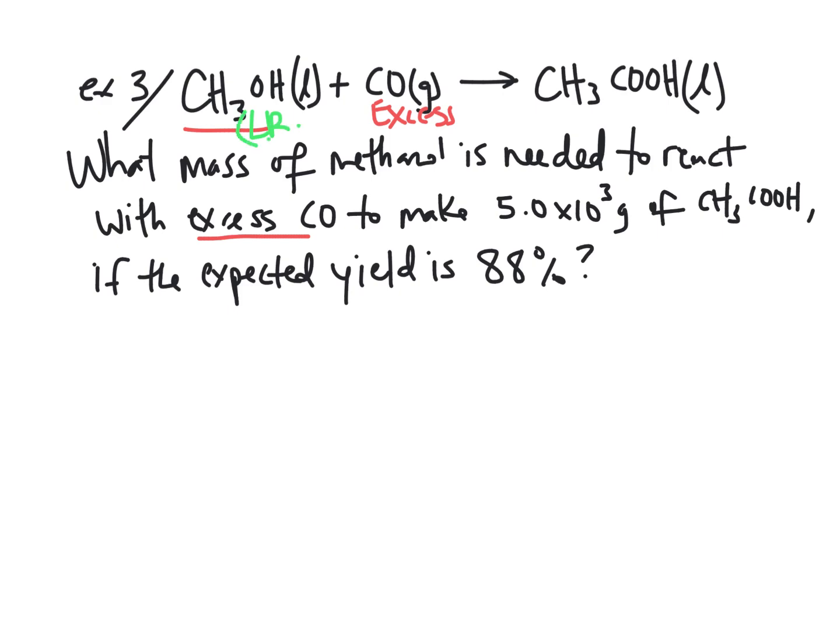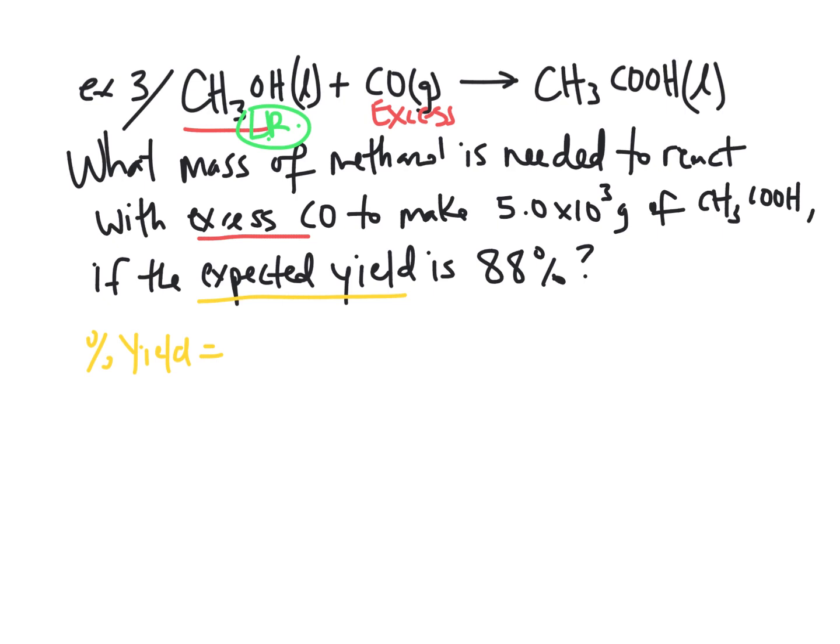Okay, so this is the one that we're ultimately trying to figure out how much of that we need to put in, because it's going to control the product. We also, for the first time, see this term, the expected yield. Now that's basically saying the percent yield is going to be 88%. So let's use the percent yield formula first of all, and make sure we know what we're trying to figure out here. And maybe you've already figured out that we're looking to determine the theoretical yield.